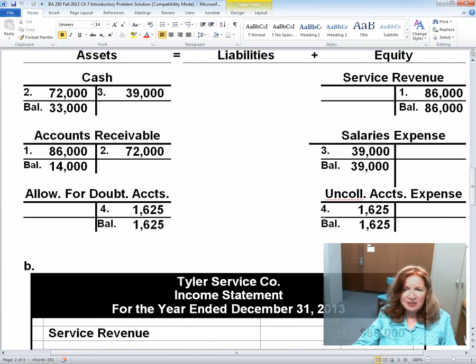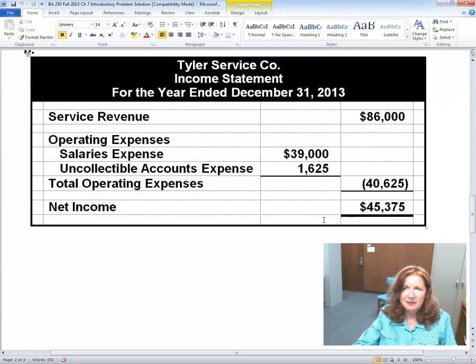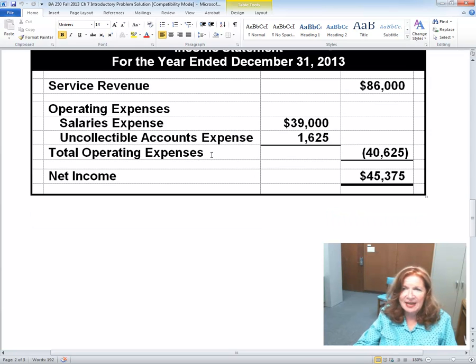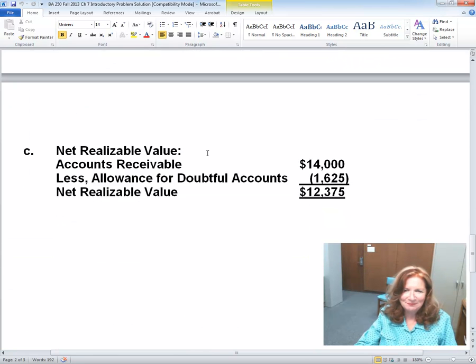So now we use those T accounts and we prepare an income statement. So here's the Tyler Company income statement, $86,000 in the revenues, expenses of $39,000 and $1,625 for a total of $40,625 in expenses, and a net income of $45,375. So this is just a standard net income statement that you've been seeing all along, just pretty small, showing you just these introductory transactions.